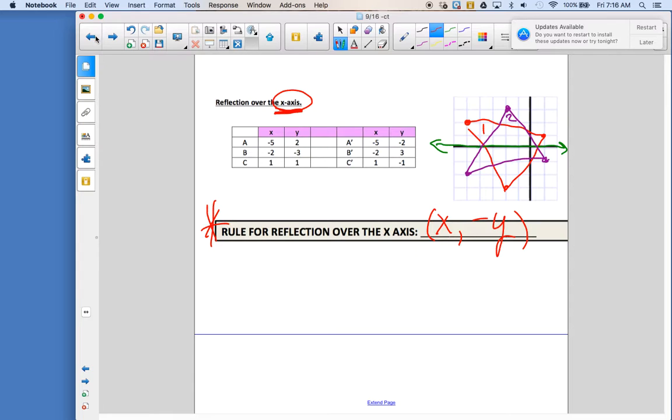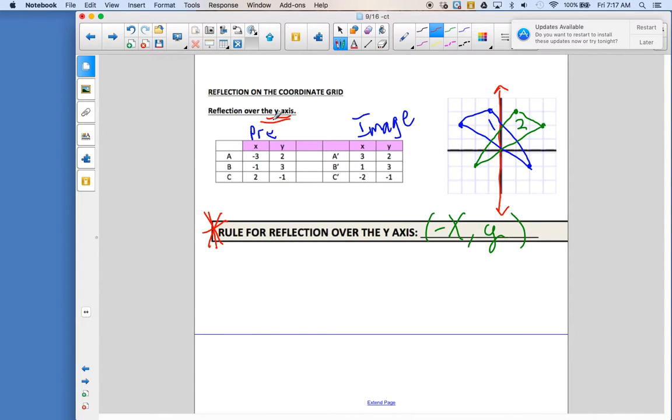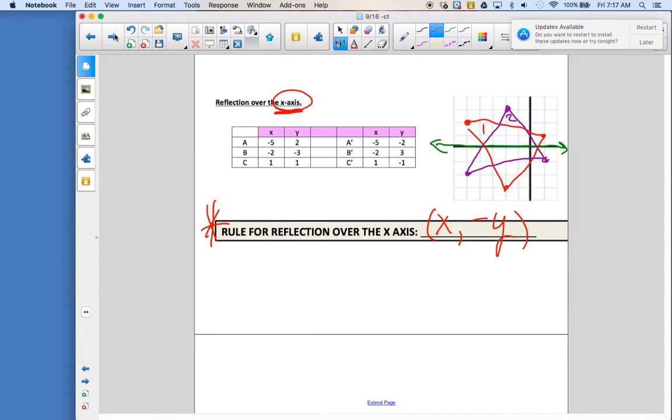Okay, just the reverse of what we did on the slide before this. When we flip on the y-axis, y stays the same and we take the opposite of x. Okay, so that's our second rule that we're going to put on our test. That's why I'm putting a star here.